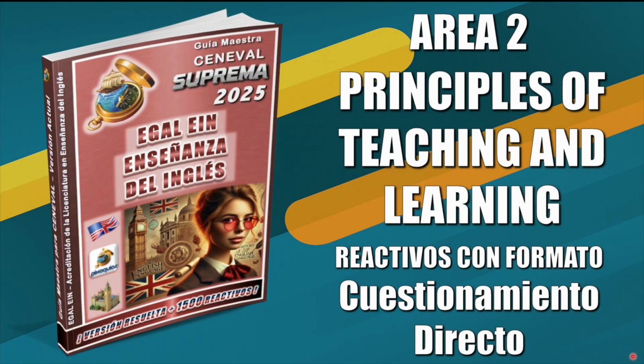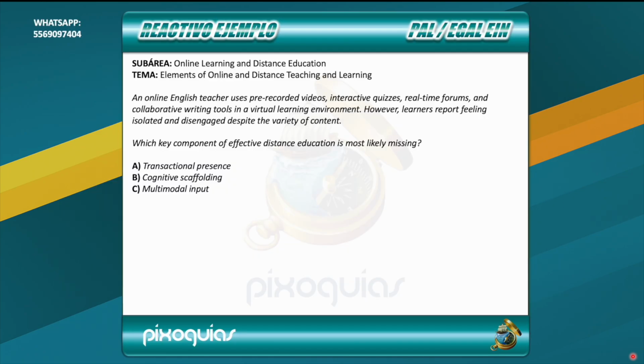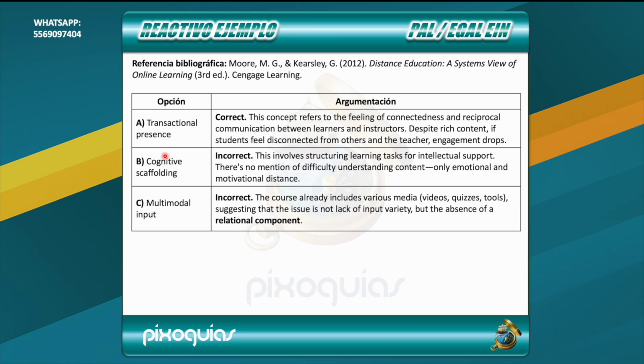Now we are reviewing exercises from the Area 2, Principles of Teaching and Learning, of course in direct questioning format. As you can remember, in the upper left corner, we can find the sub-area and topic about which area the exercise is. Ahead we can see the options and the explanations, as we can see.